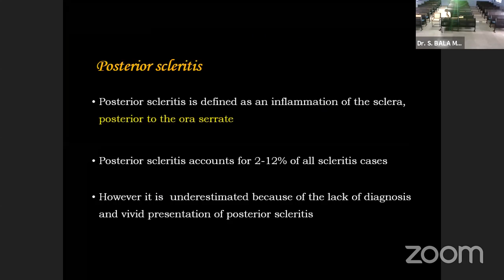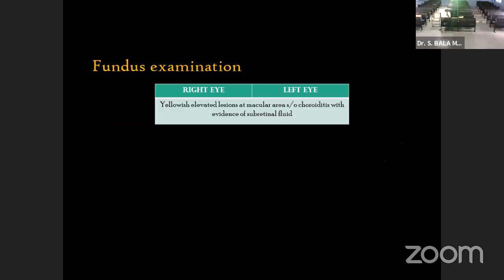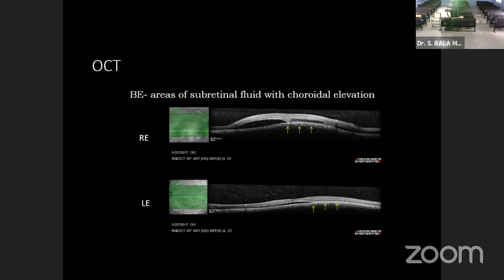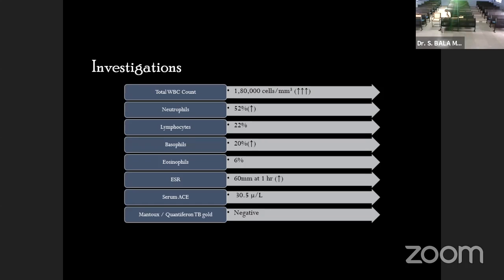Posterior scleritis is defined as inflammation of the sclera posterior to the ora serrata. It accounts for 2 to 12%. It is underestimated because, and here there is a characteristic subtenon fluid collection. This is my own picture where initially there was a choroidal elevation in one eye, and we did an FFA. It showed early hypo, late hyper.